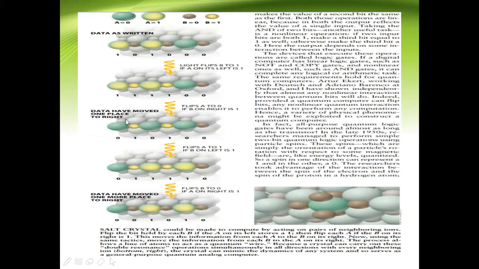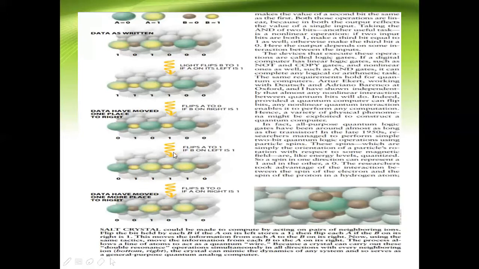Now the data has moved one place to the right. One place to the right means you can see that here 0 0 0, here 0 0 1. This 1 has become 0, 0 has become 1, 1 becomes 0, 0 becomes 1. So your data has moved one point. This is how data moving takes place.